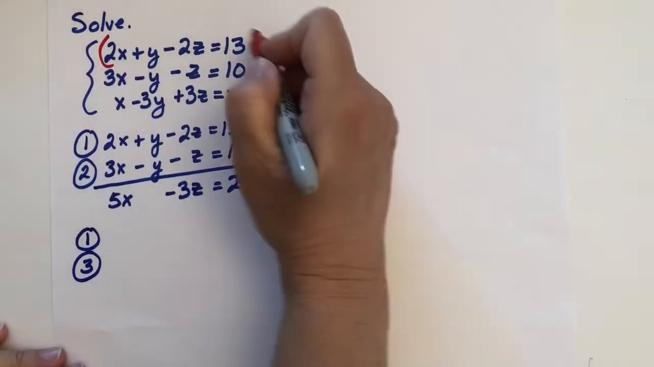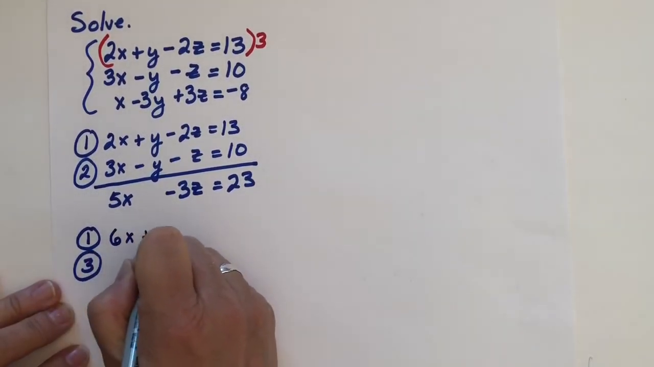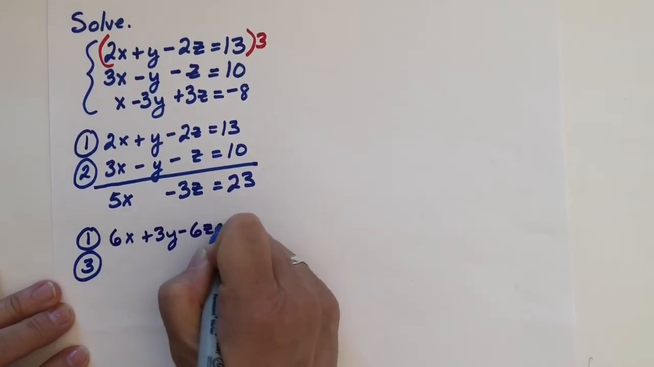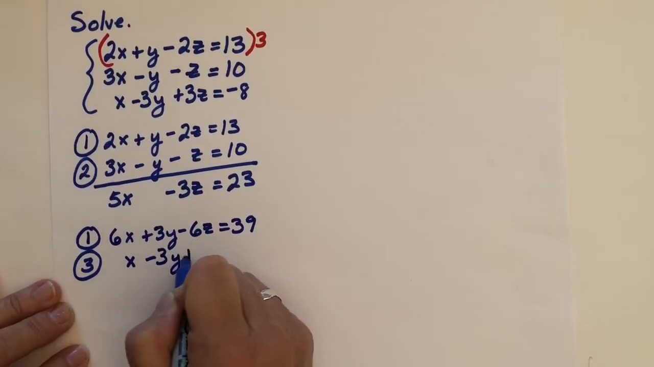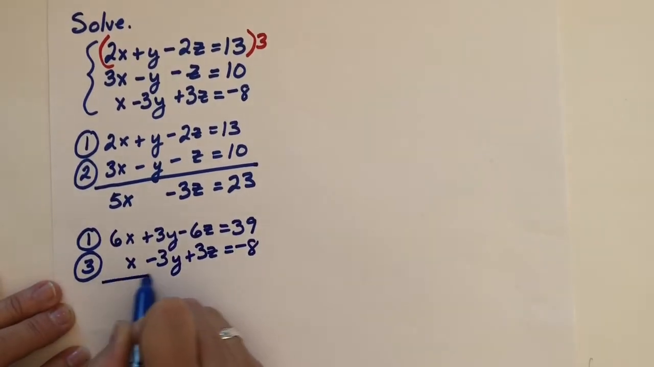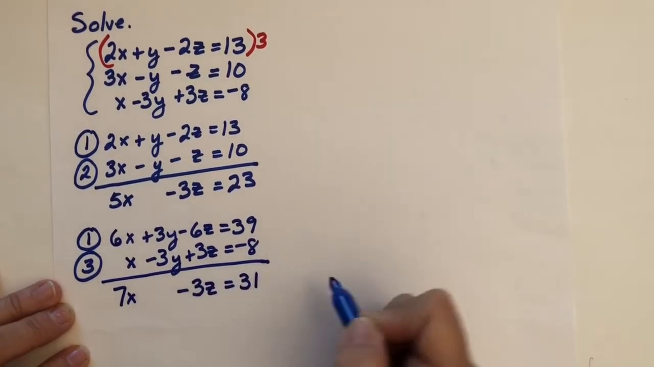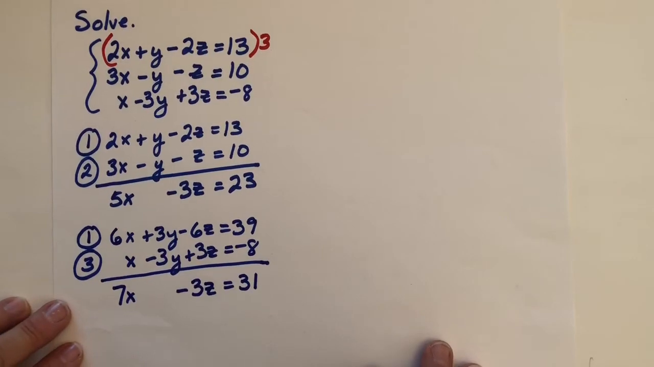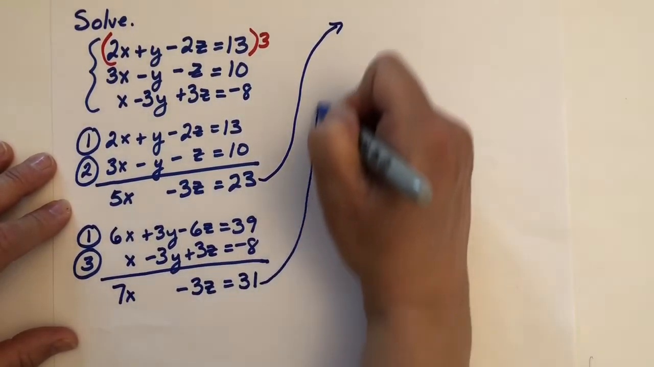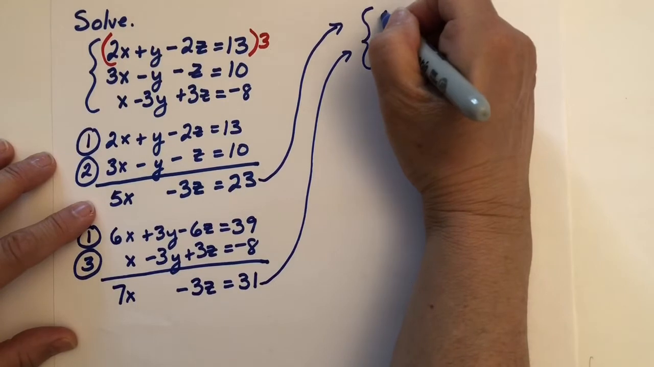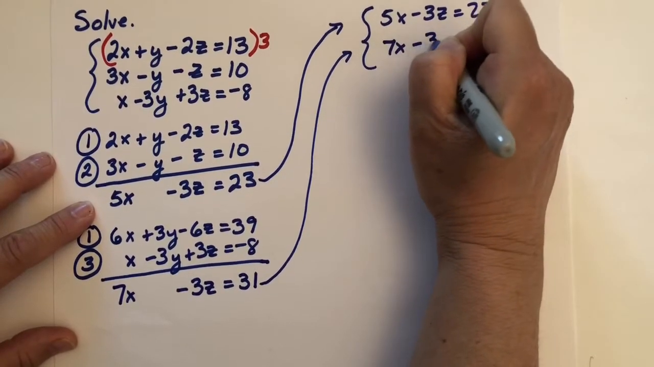So let's do that. So we have 6x plus 3y minus 6z equals 39. And x minus 3y plus 3z equals -8. And when we add those together, we get 7x minus 3z equals 31. Now we can put these two equations together in a 2x2 system. Let's come up here and do it. So we have 5x minus 3z equals 23, and 7x minus 3z equals 31.